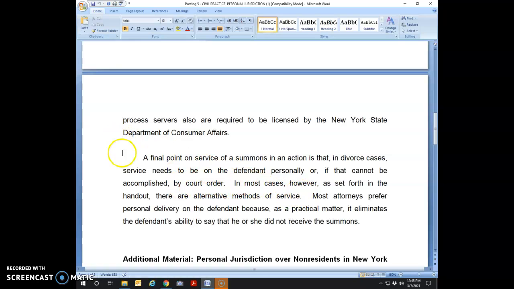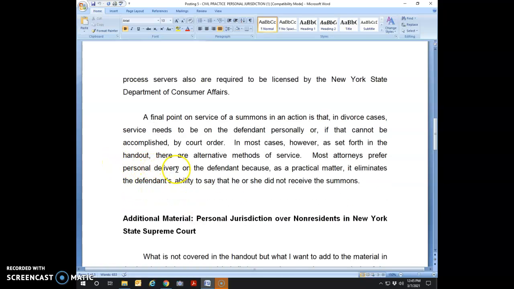In most cases, however, as I noted in the handout, there are alternative methods of service. Even when there are alternative methods of service, I think most lawyers, like me, prefer personal delivery on the defendant, because as a practical matter it eliminates the defendant's ability to say that he or she did not receive the summons.